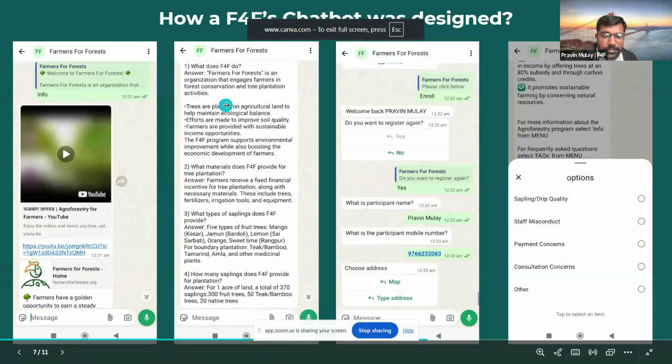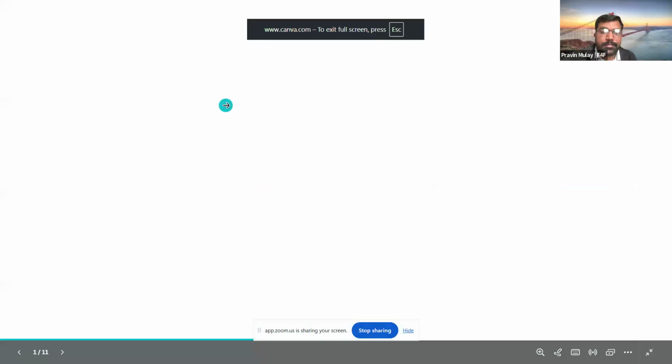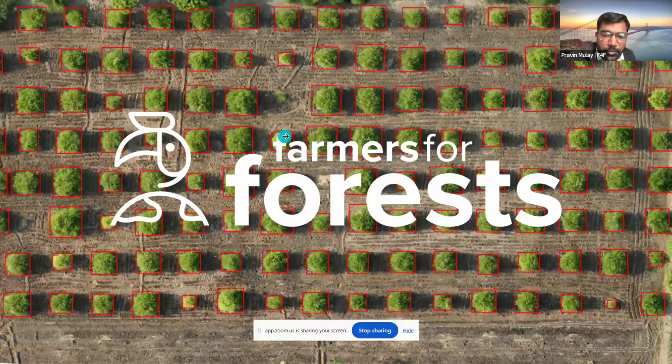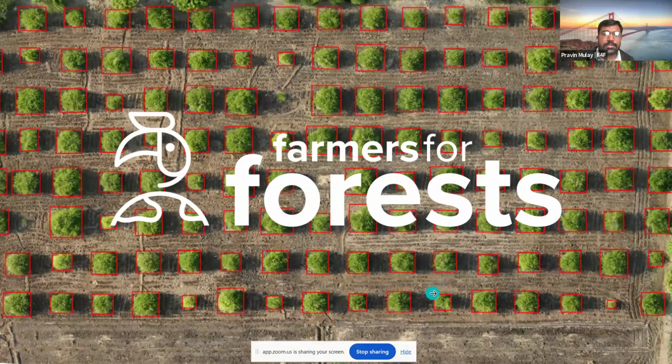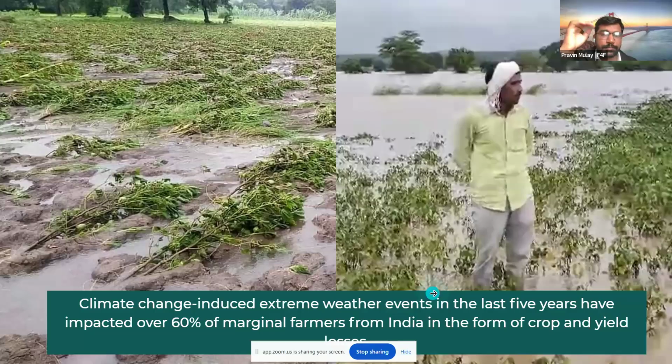As Sneha introduced, I'm Praveen from Farmers for Forest. What we do at Farmers for Forest and how we are using Glific for the WhatsApp chatbot, that we'll see. Let's start from the problem that we are solving. As Thomas also mentioned, climate change is affecting people from rural areas. So our use case is more specific to the farmers.